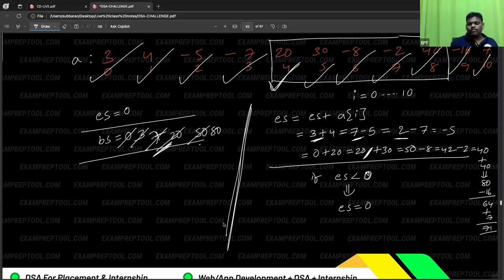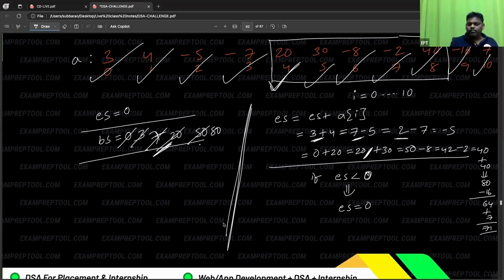Just manage two variables. Other than this, nothing there. Every time sum and best sum. Best sum will update whenever a better person is there. Whenever there is a better person, then best sum will be updated.